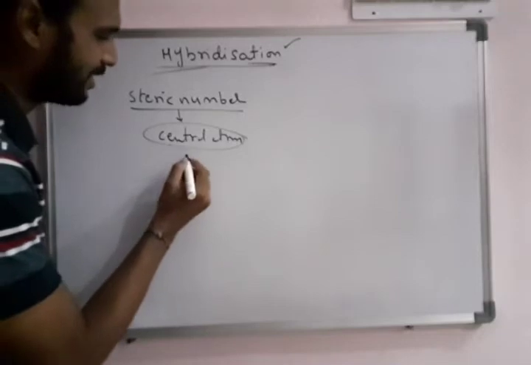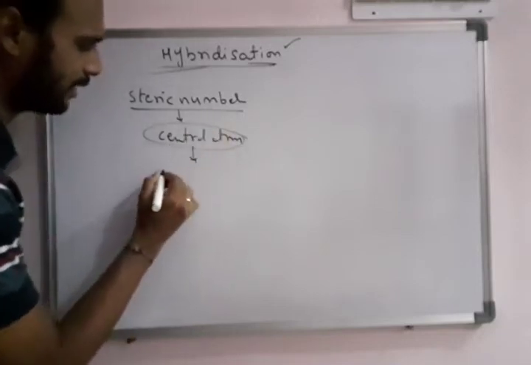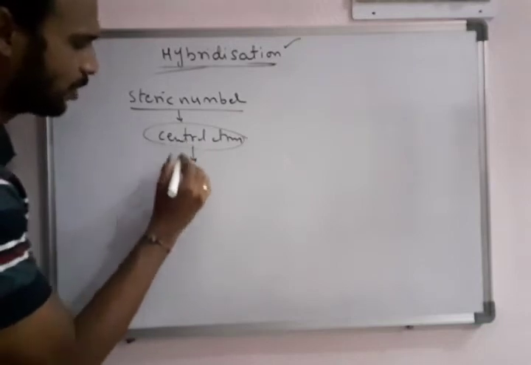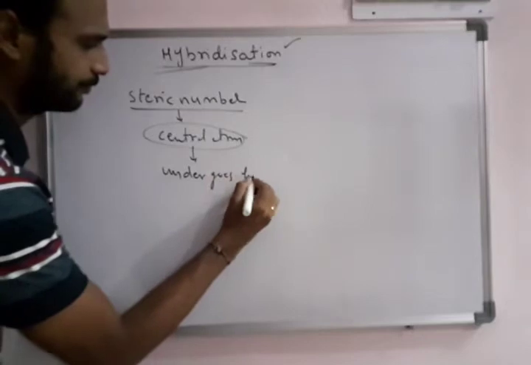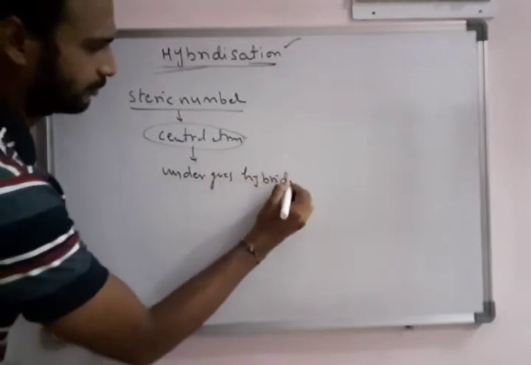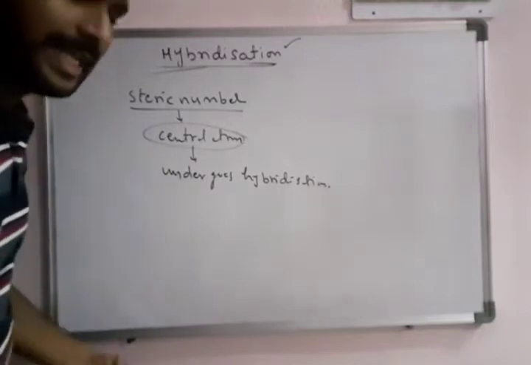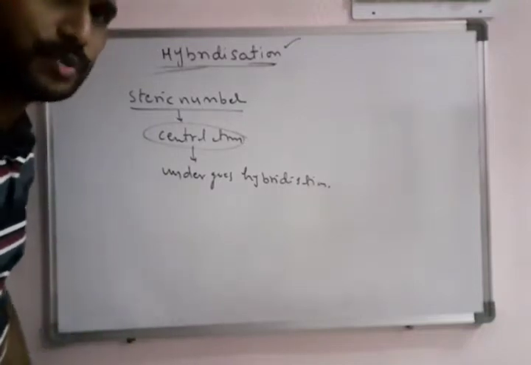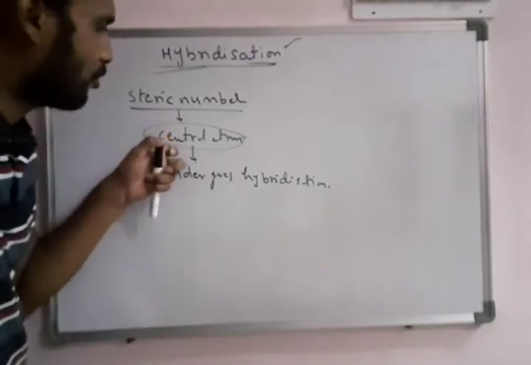Why are we just calculating the steric number of the central atom? Because only the central atom undergoes hybridization. In any molecule, only the central atom undergoes hybridization. That's why we are calculating the steric number of the central atom.